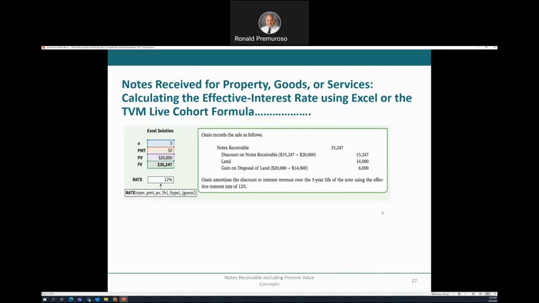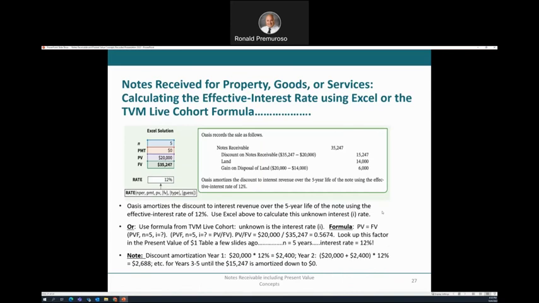Now, you're not going to be using Excel in the assessments, okay? So in that case, how do we calculate that effective interest rate of 12%, which Excel just provided us? Well, go back to the time value of money unit live cohort, or the time value of money course materials, right? And we have an unknown here, of course, which is the interest rate.